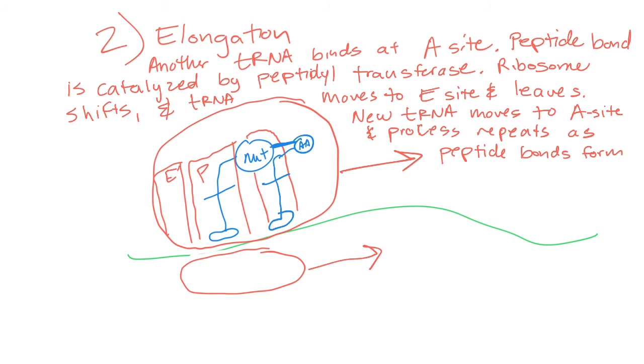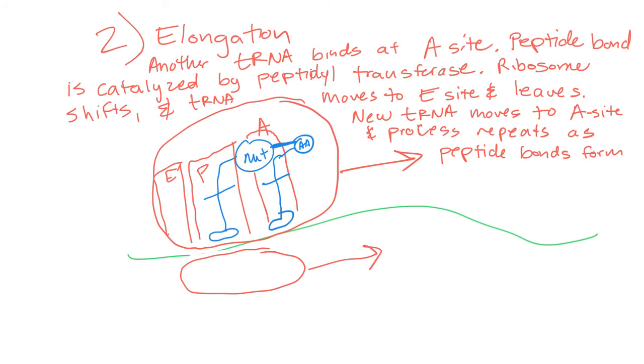Okay, so question for the EPA thing. Is it always the EPA? Yeah, always in that order. But they go in the A site, move over to the P site, and then move out at the E site. So it's APE if you want to think of it in the right order. APE.